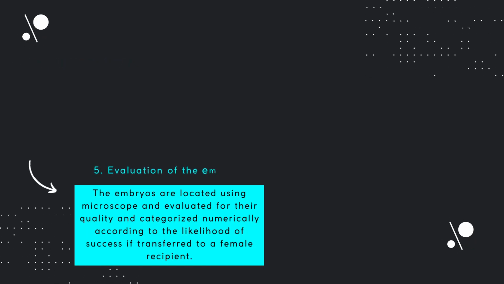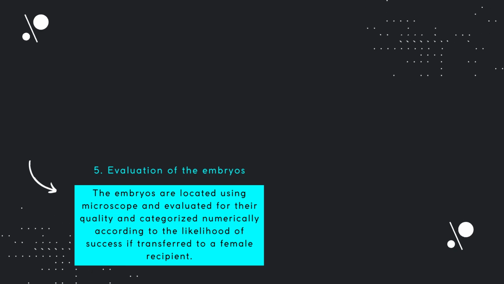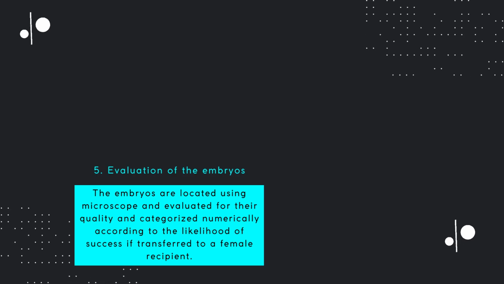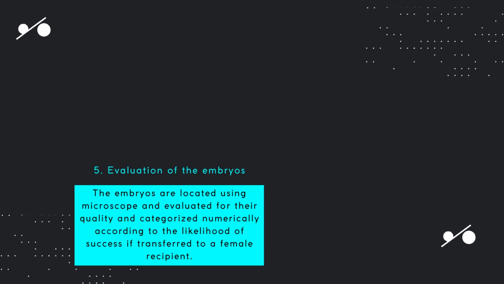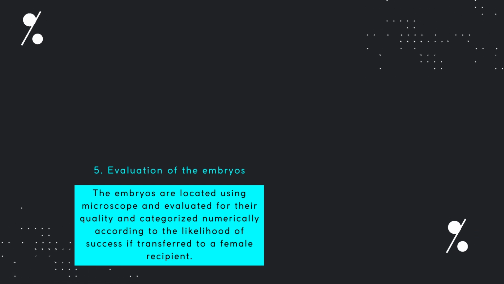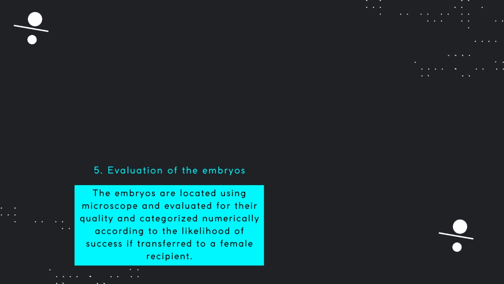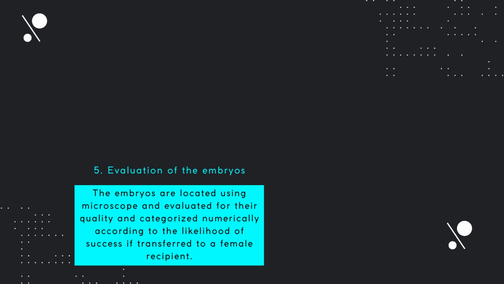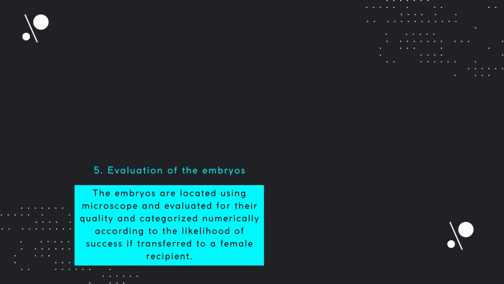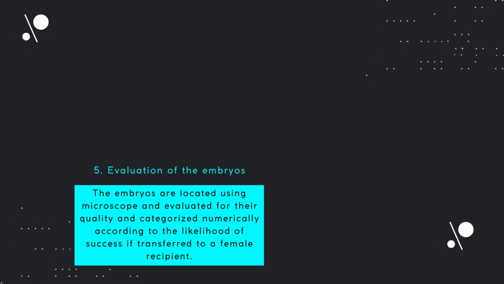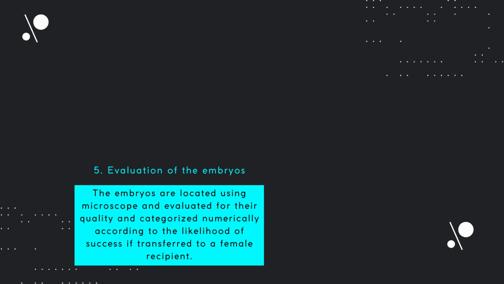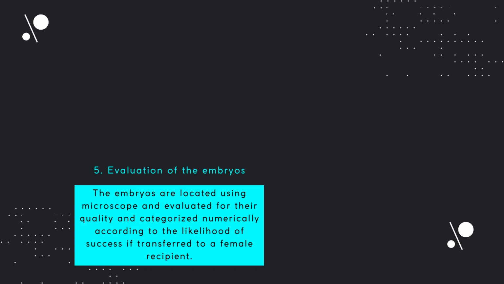Next step is the evaluation of the embryos. They are evaluated for their quality and classified numerically as the potential likelihood of success if transferred to a recipient female. The criteria are regularity of shape of the embryo, compactness of blastomeres, variation in cell size, colors and texture of the cytoplasm, overall diameter of the embryo, presence of extruded cells, regularity of the zona pellucida, and presence of vesicles.